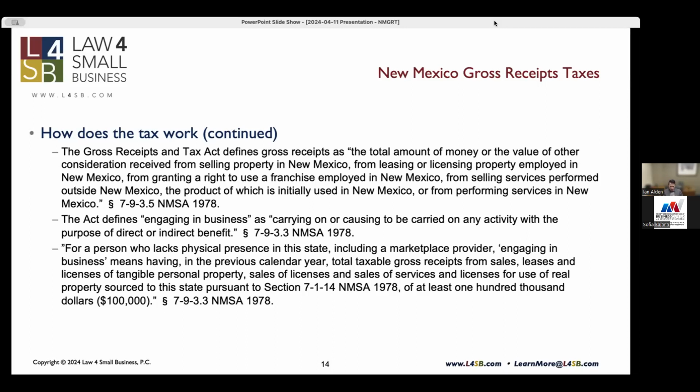If you lack physical presence in this state, including marketplace providers, engaging in business means having basically $100,000 of sales transactions in the state. We'll talk about that more later as well.